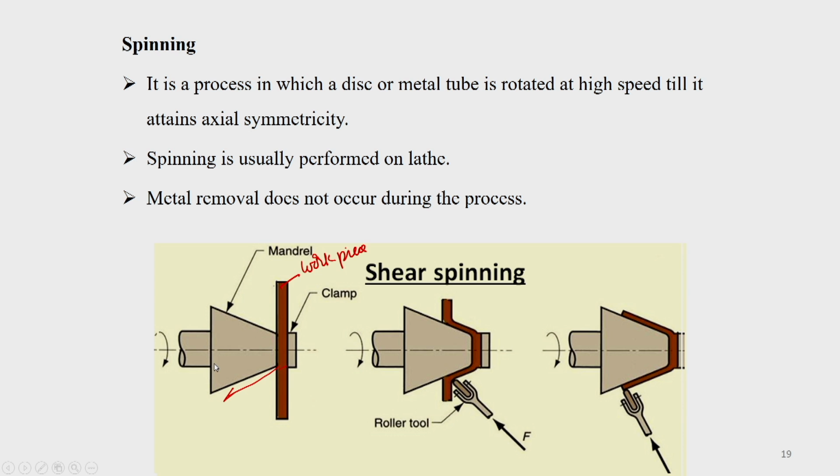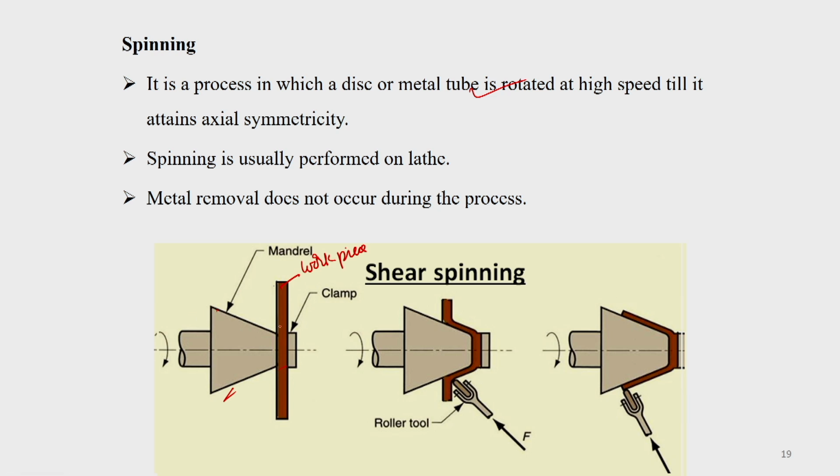You will get a cup type shape, where the inside corresponds to the outside of this mandrel. So, that is a simple spinning operation. It is a process in which a disc or metal tube is rotated at high speed till it attains axial symmetry, and then by means of a roller tool you allow it to deform and get this particular shape.